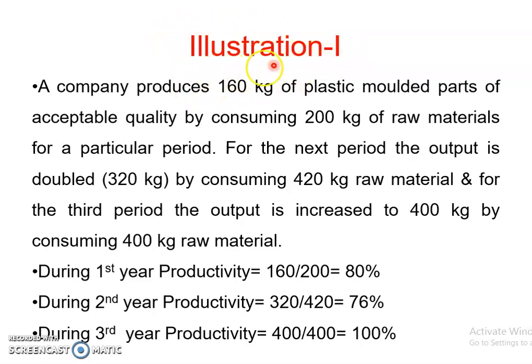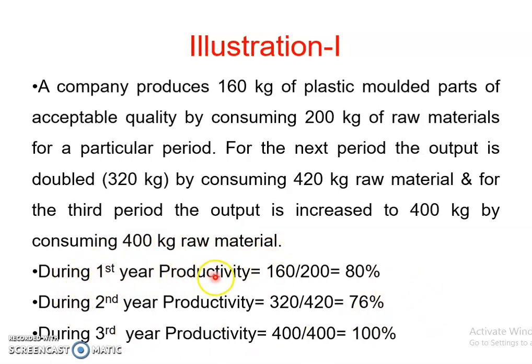In the previous lecture, we were discussing the example of productivity. A company produces 160 kg of plastic molded parts of acceptable quality by consuming 200 kg of raw materials for a particular period. For the next period, the output is doubled, that is 320 kg, by consuming 420 kg of raw material. Similarly, output is doubled and input is increased. For the third period, the output is increased to 400 kg by consuming 400 kg of raw materials. So that has been summarized here.